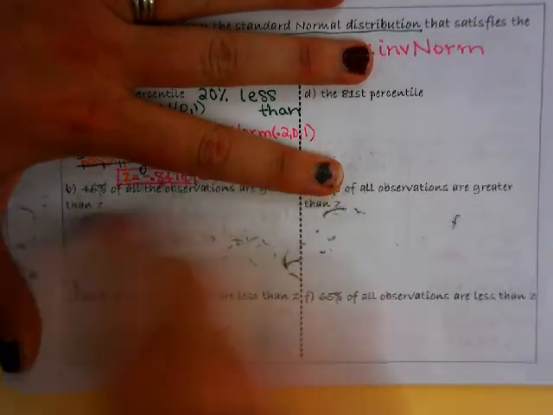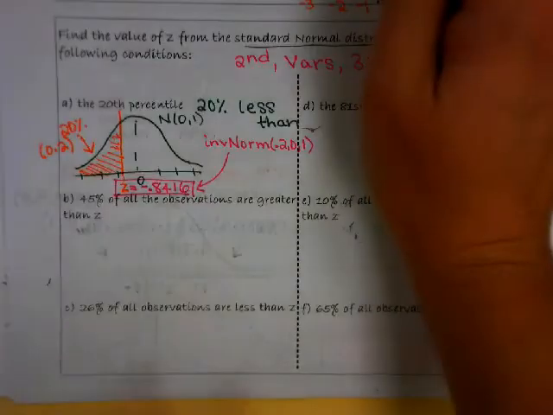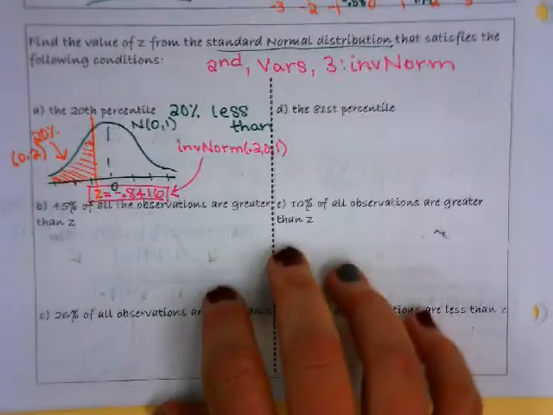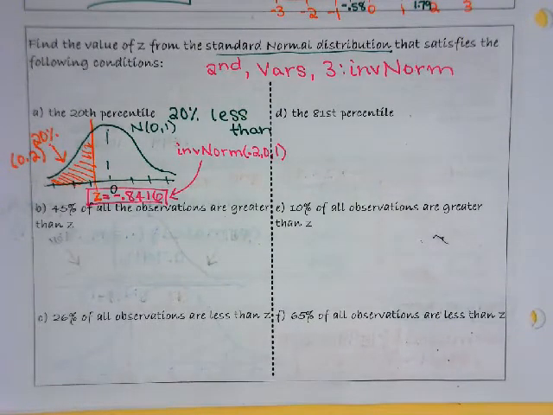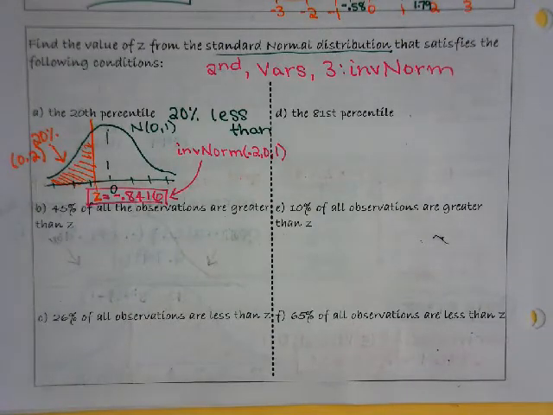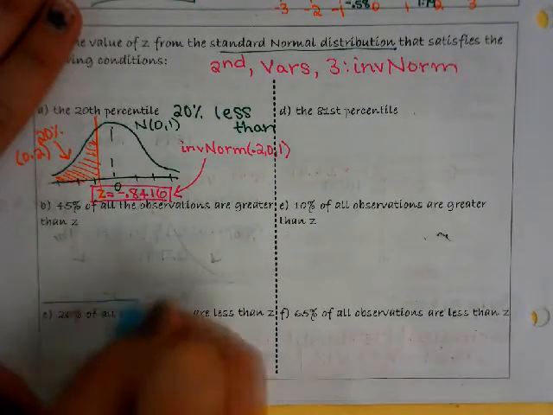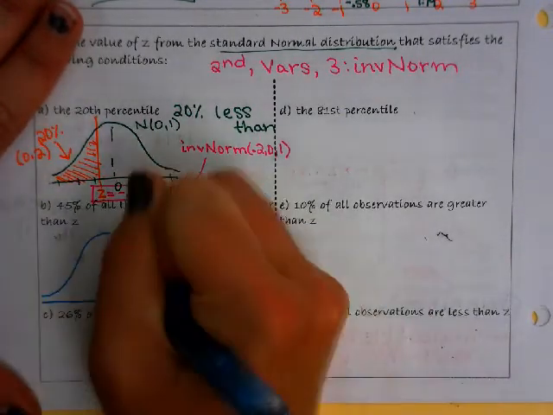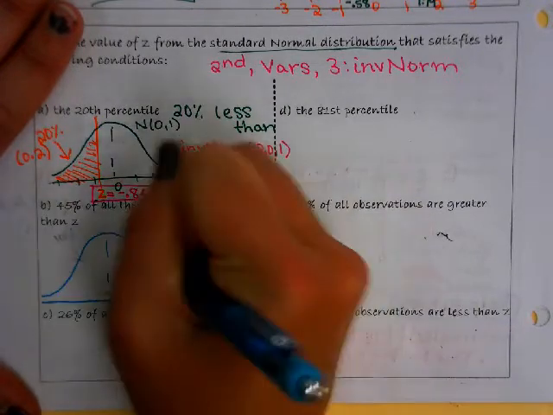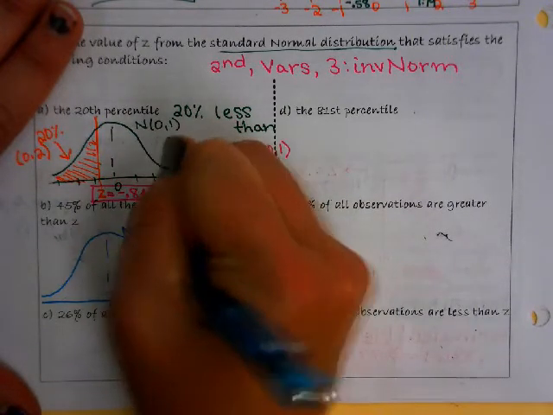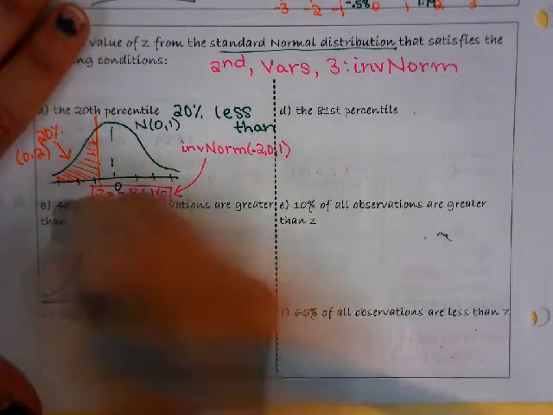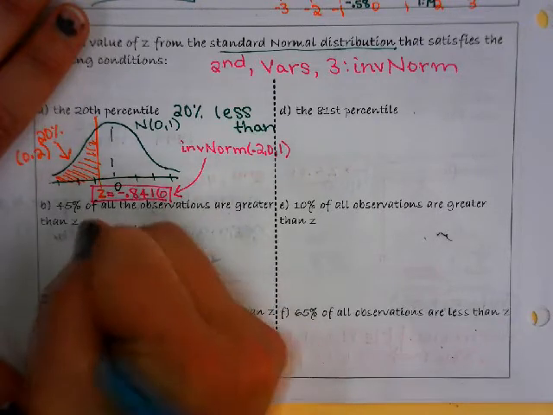All right, 45% of all the observations are greater than Z. So again, I'm working with that standard normal. So I'm going to draw my picture. I don't know why I drew the dashes all the way up this time. I should have just done hash marks, but that's okay.